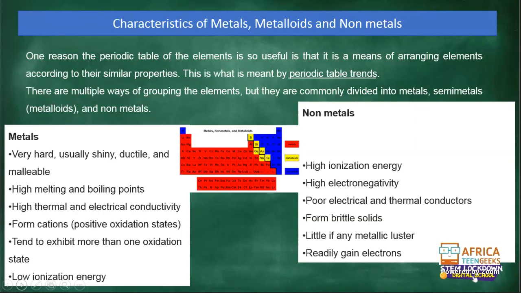Before I go on to the semi-metals, I want you to look here. You can see this red part. This red part is all the metals. Then this yellow part is the semi-metals. They are in between metals and non-metals. So sometimes they may take on the characteristics of a metal, and sometimes the characteristics of a non-metal.